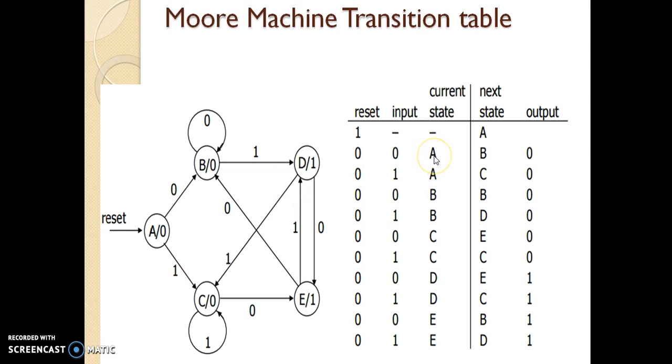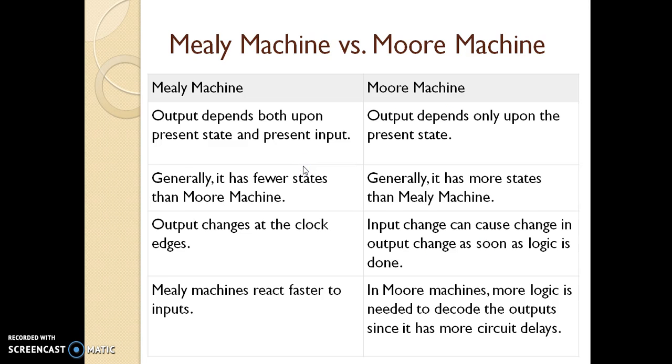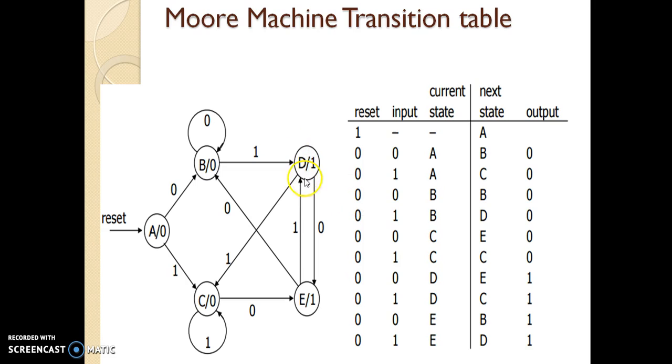So we'll see here, current state is A, input is 0, which moves to state B with output of B is 0. We can take another example for D. D with 0 input, the transition moves from D to E, where input is 0 and output of E is 1. So D with input 0 moves to state E with output 1.